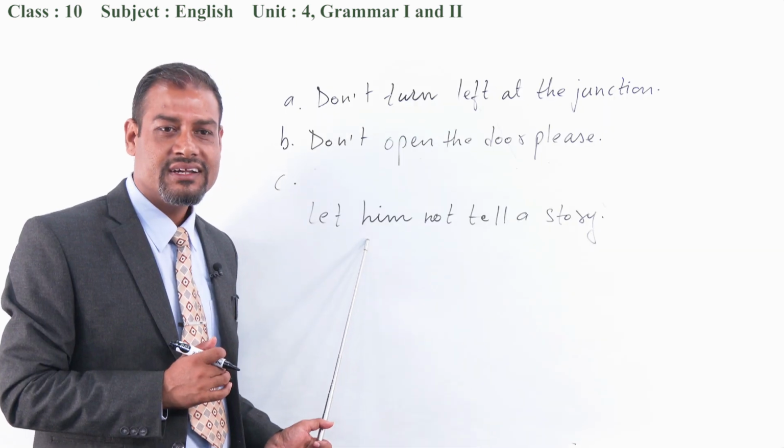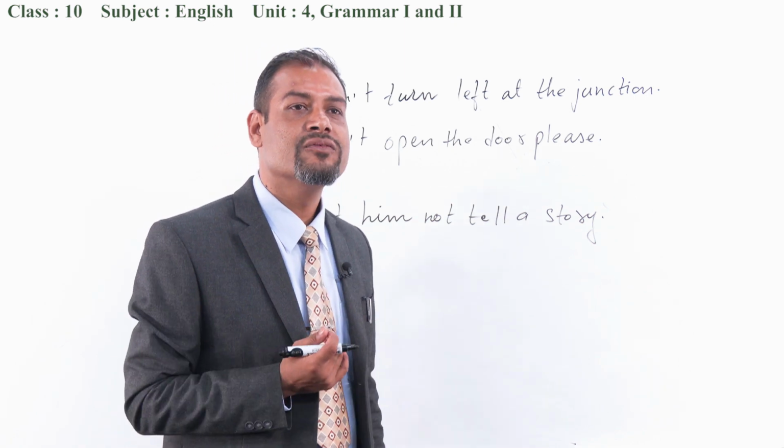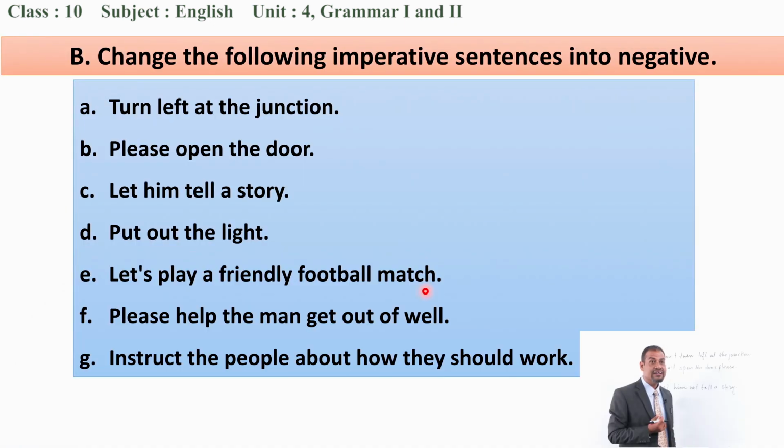Okay. Let's not play a friendly football match. Is it clear to you? There is a verb play, so we have to use let's not before the verb. Is it clear to you? Good job.